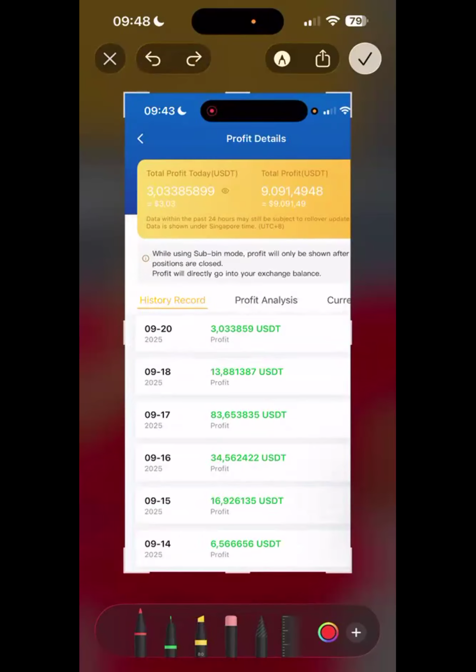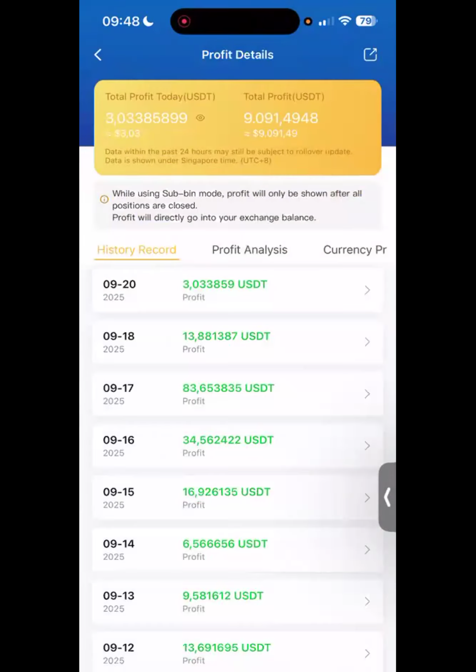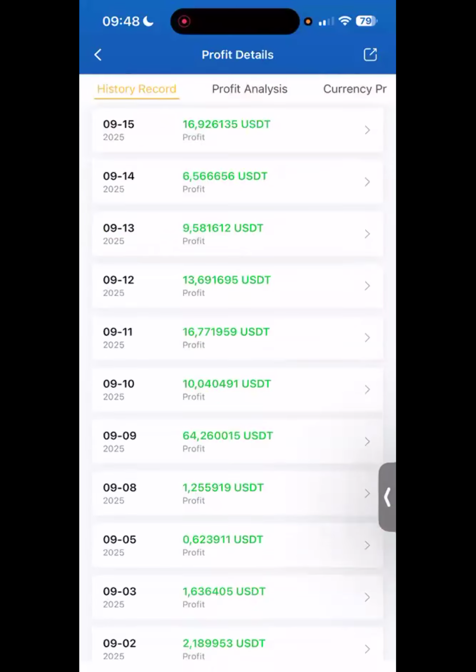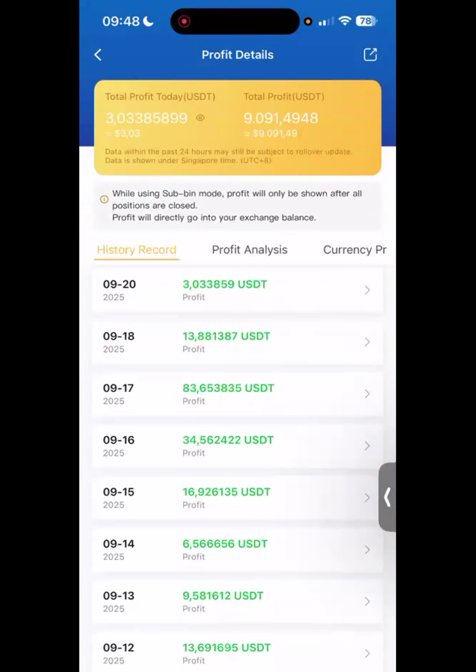Okay. So let us look at the profit record. So you can see $3, 13, 83, 34, 16, 6, 9, 13, and so on. This tells you that with the RoyalQ robot, it is not a return on investment whereby we have a fixed rate for a fixed amount. No, there's nothing of that sort over here.